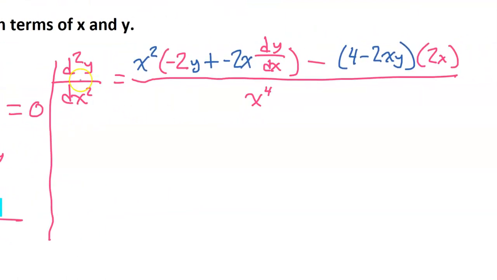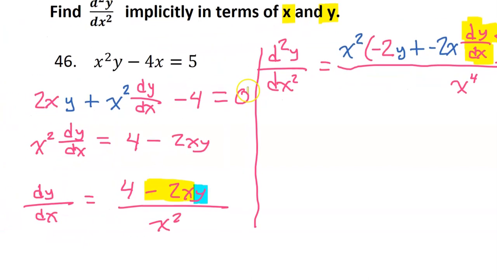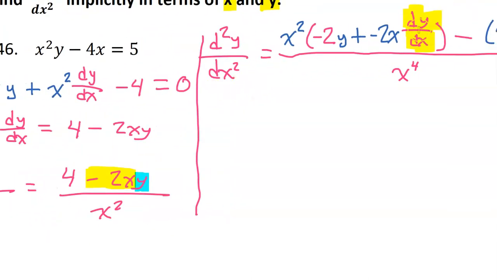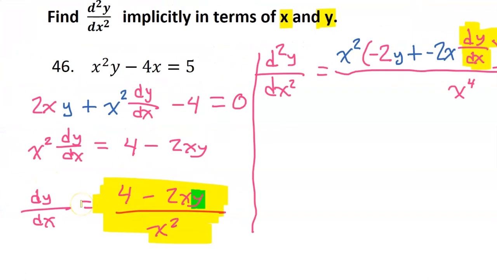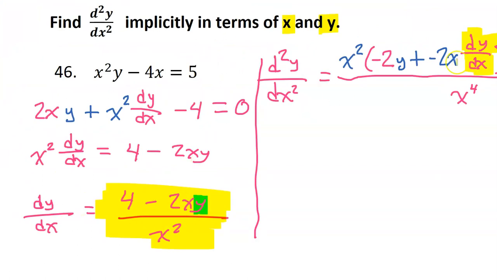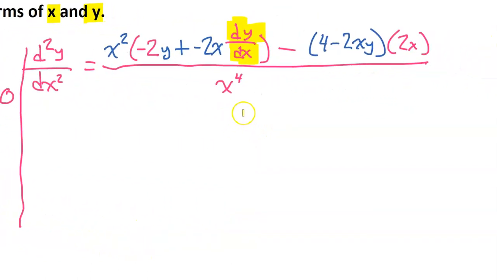Okay, so this is the second derivative, but we need it simply in terms of x and y. In other words, we're not allowed to have dy/dx in here. This has to go. So ultimately, we are going to substitute dy/dx with this entire expression, because we know dy/dx is equal to all of this. But I think it would be a good idea to simplify this as much as we can first.